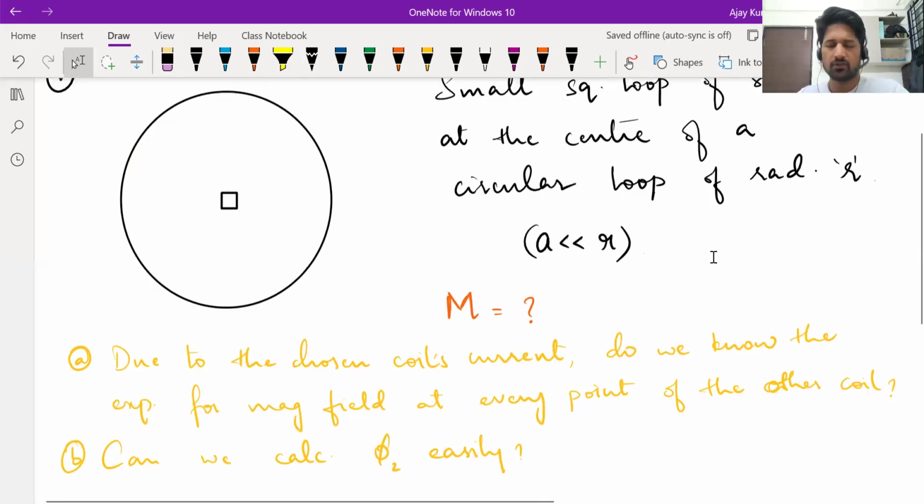Isha, which coil or which loop will you assume the current to be flowing in? Rishi, what about you? Which loop will you assume the current to be flowing in? The bigger loop. Why?